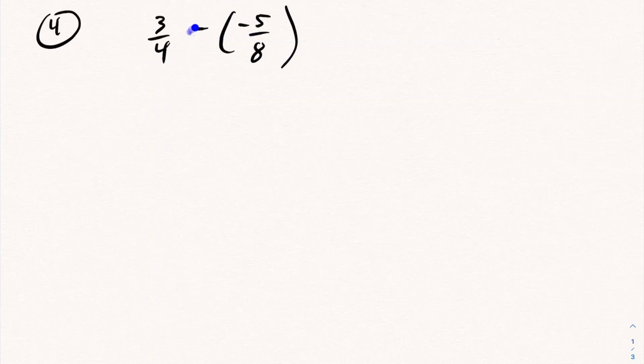I have two minus signs right next to each other. That operation between this and the minus 5 over 8 is actually multiplication. There's actually a minus 1 sitting right here. So that minus 1 becomes multiplication.